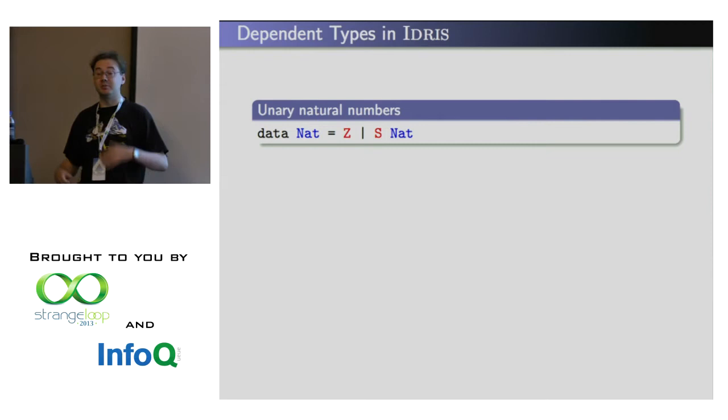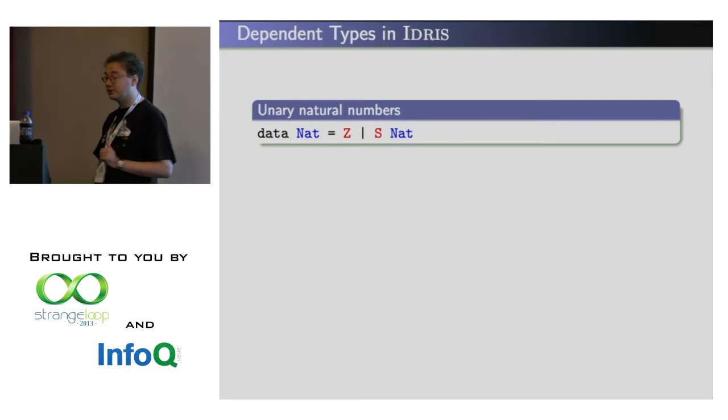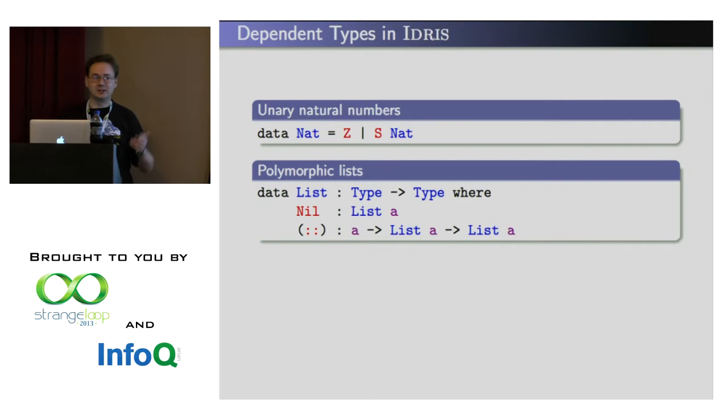But the reason we do describe numbers in this way is that you can very clearly see what the structure is. You can see how the numbers are built up, and you can start relating them to other structures that you might want to work with. So here's one other structure you might want to work with that has a similar sort of structure to natural numbers, so lists.